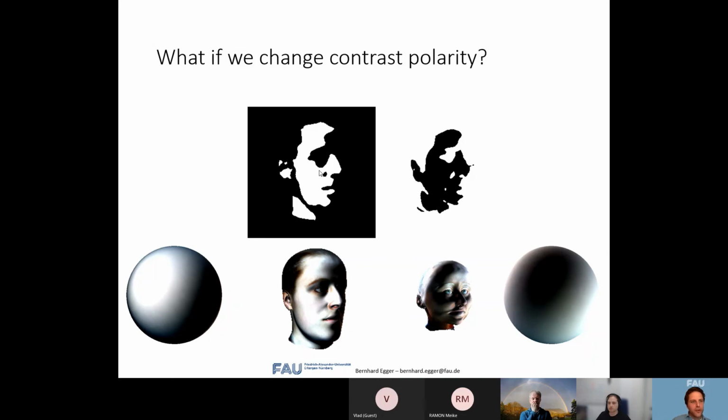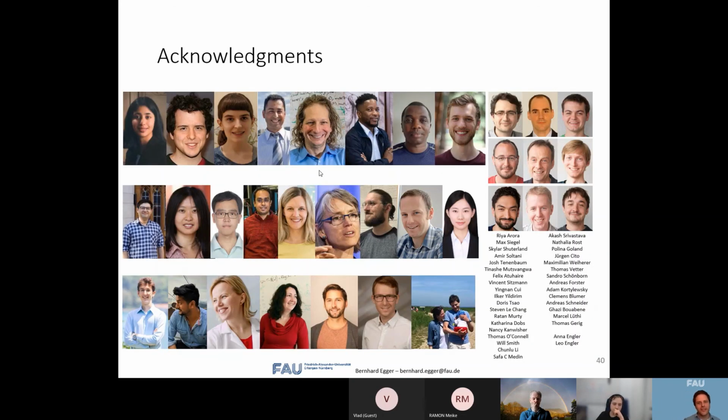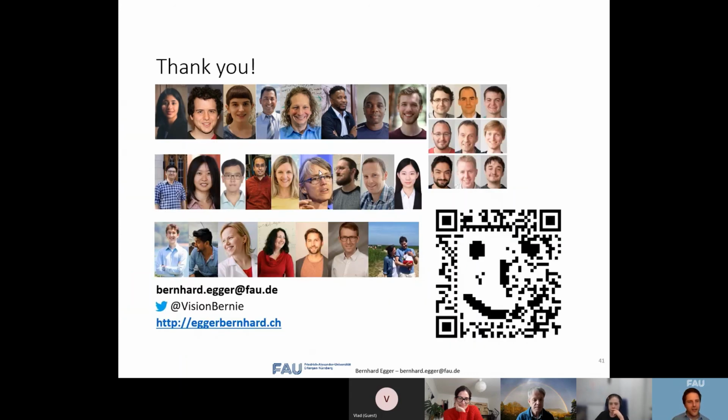Okay, and before I give you time to ask questions, I would just like to show you some more faces. Those are all the awesome people I had the pleasure to work with in the last 10 years, with all their names. There are people from Basel, and there are people from MIT, and now already the first ones from FAU. Okay, thank you very much for your attention, and I'm happy to answer all your critical or not so critical questions.